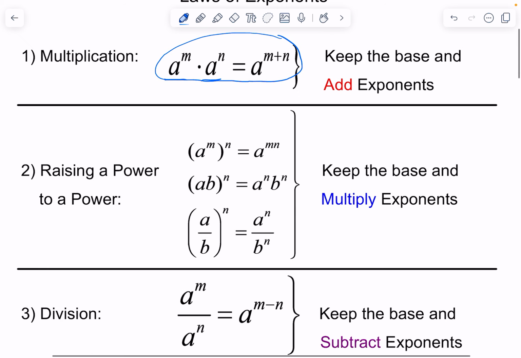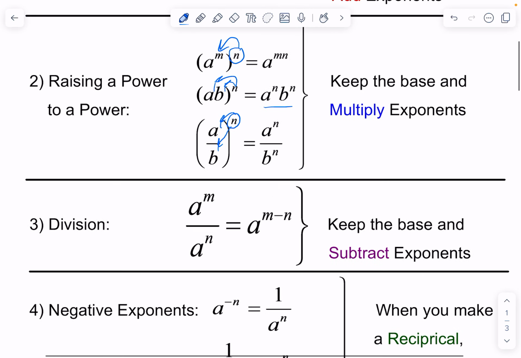Remember that when you're raising a power to a power, you're going to distribute the outside power to every exponent. Remember the invisible one exponent law. You're going to distribute that n to everything. And if it's in a fraction, you also distribute the outside exponent to every exponent inside.